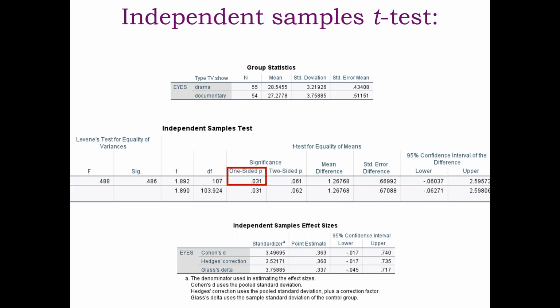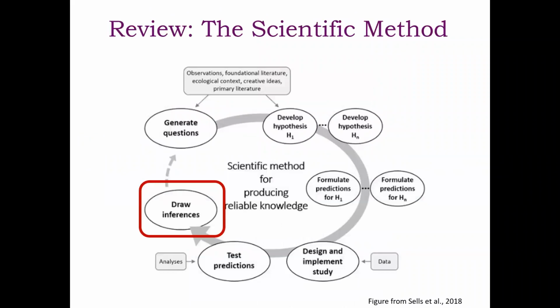There's our one-sided p-value, and there's our point estimate of Cohen's d, so d equals 0.36. Finally, we get to draw inferences and say, it looks like a one-off exposure to award-winning drama improves people's ability to recognize emotions in people's eyes. And so we wrote this up and submitted it to a journal, Psychology.